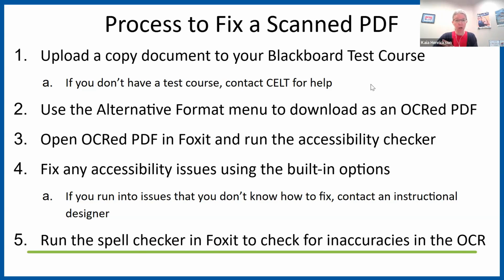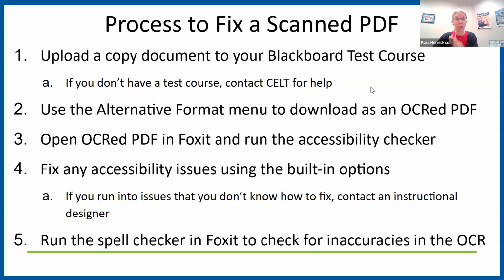Once you have that OCR'd copy, then you can open it in Foxit, which is our PDF editor, and run the accessibility checker. Foxit will also guide you through fixing the accessibility issues. Again, if there's an issue that you aren't sure how to fix, contact an instructional designer. Some things don't really need to be fixed or are okay leaving as is, and some are more essential. Foxit also has a spell checker that allows you to double check for inaccuracies in that text recognition process.